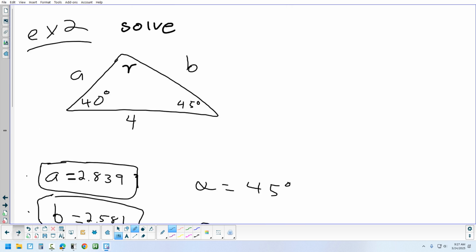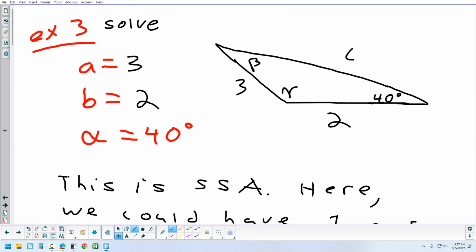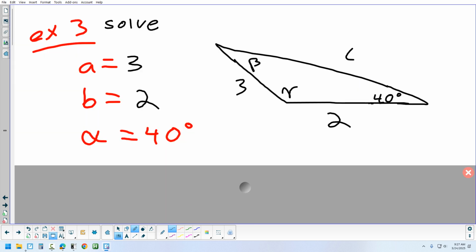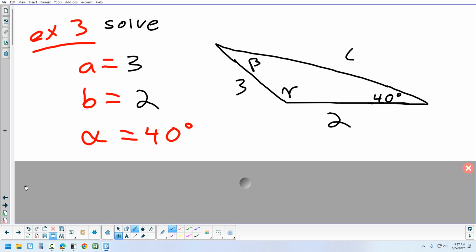Okay, so the last case is side-side angle. This one is different, okay, and this is what we'll spend... This will be our last example. We'll do this one today, and we're going to spend some time tomorrow with this again as well.